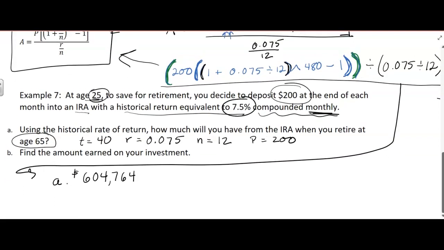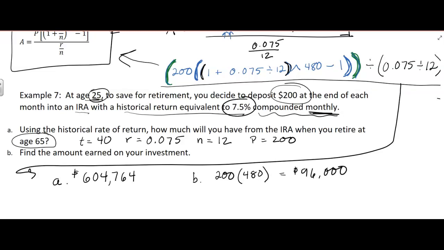Find the amount earned on your investment. So how much money did you really make? You kept putting money in, right? So part B, how much money did you put in? You put in $200 and you did that for 480 months, right? So if you just took $200 every month and you put it in the mattress, you just add up that $200, what do you get? Well, let's see. 200 times 480. Okay, you get $96,000.